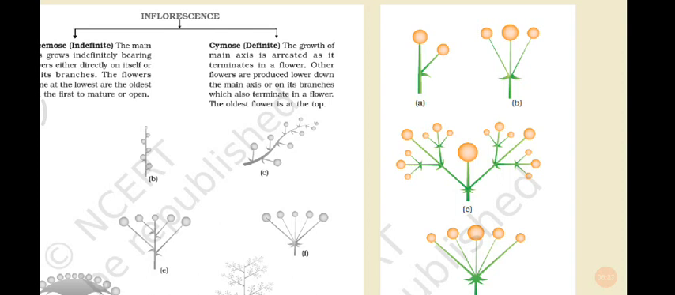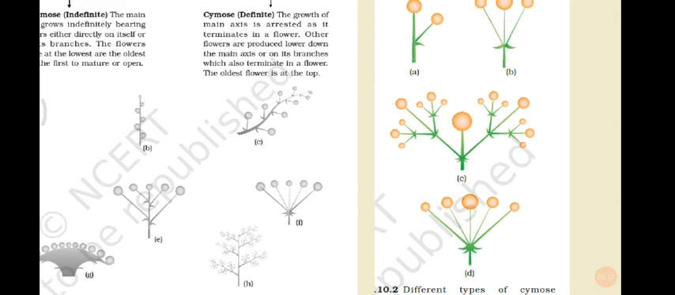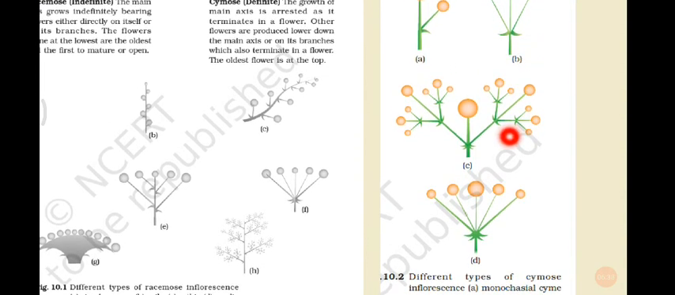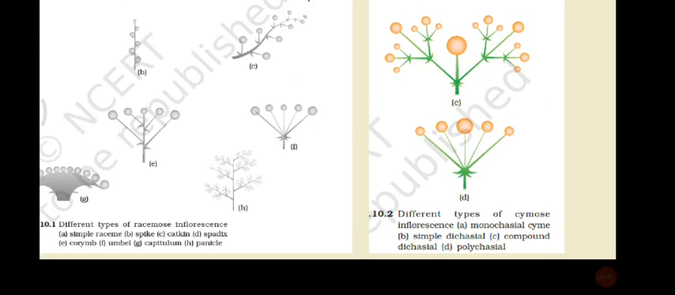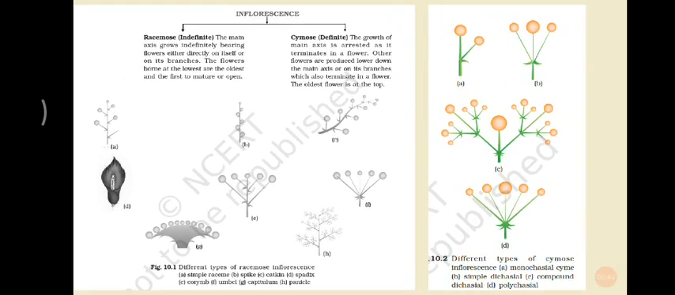So remember, there are three different types you have to study: monochasial cyme, dichasial cyme and polychasial cyme. You have to learn three. Monochasial means there is only one branching. Dichasial means two. Look at this point, only one branching. Here it has only one point. Dichasial means two branching. In polychasial, more than two branching.